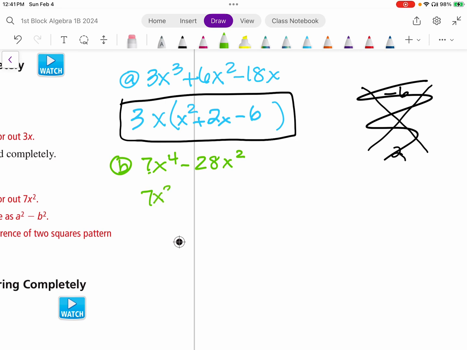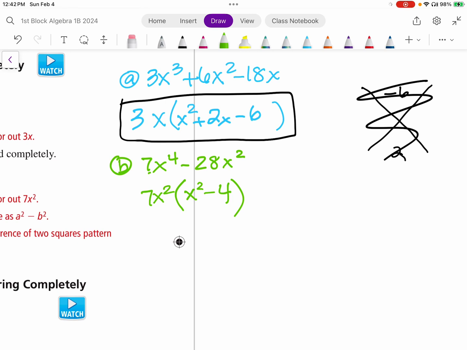Awesome. And then I can also factor out the x squared. So 7x squared times x squared is 7x to the fourth, and 7x squared times 4 is 28x squared. I have a minus sign. Okay, we have factored. That does not mean we're done because we're looking to factor completely. I pulled out a GCF. Can my binomial be factored any farther?